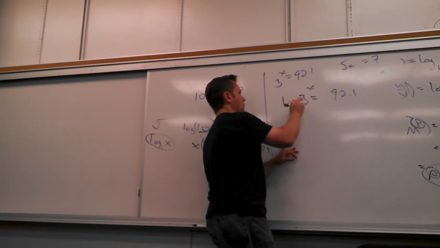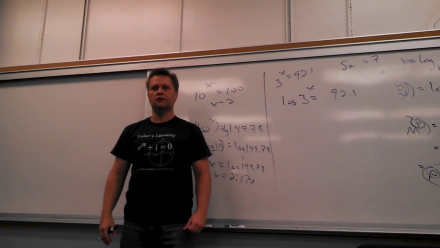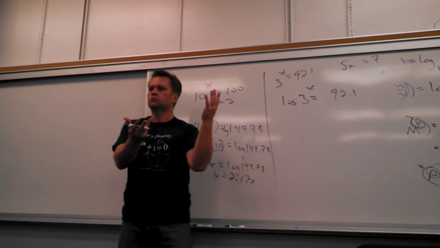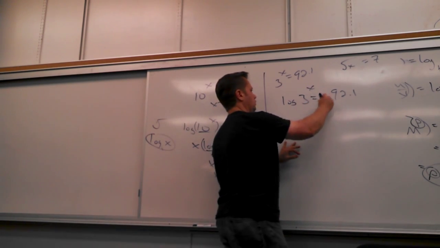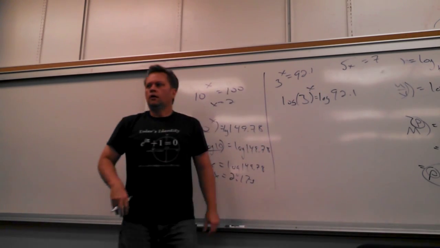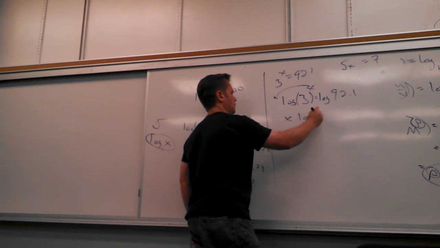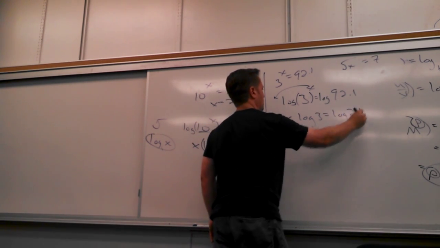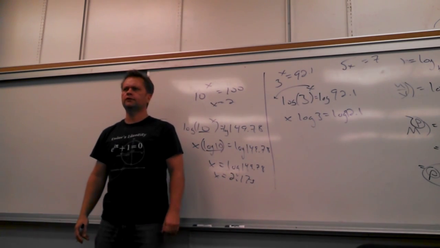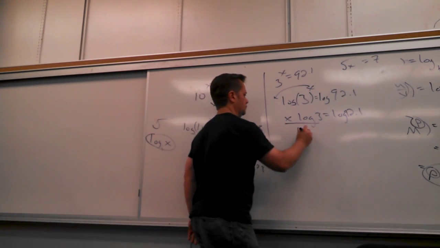So I can take log base 11, I can take log base pi, I can take log base square root of 48.7, but I don't have any of those buttons on my calculator. So I'm going to pick log base 10. And I got to do the same thing to both sides. So I'm taking log of both sides. Now the x can come down. x log 3 equals log 92.1. How do you think I get x by itself? Divide by log 3.